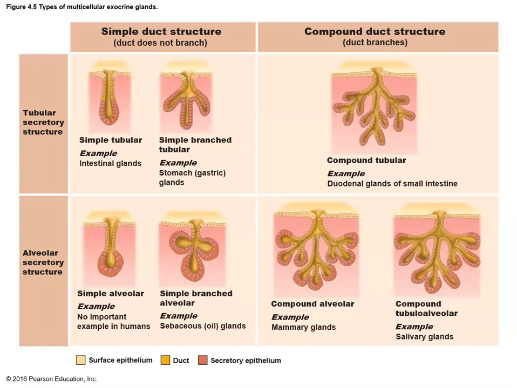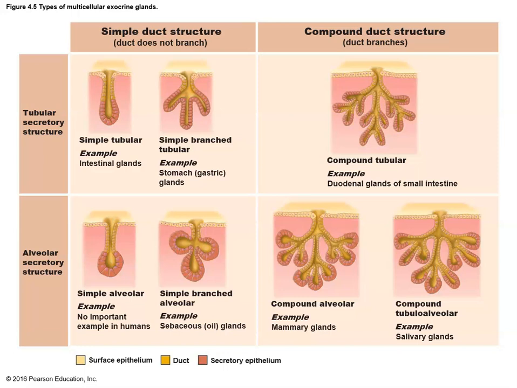So within tubular, we can have simple tubular. So simple, again, typically means one. So the simple duct structure, the duct itself doesn't branch. So simple tubular, just one. Simple branched tubular is still a simple duct because the duct itself, that's the yellowish cells, did not branch, but the tubular structures at the end of it did branch. So simple branched tubular. Then we can have compound tubular, and it becomes even more complex.